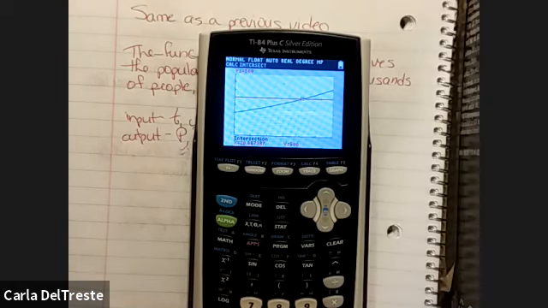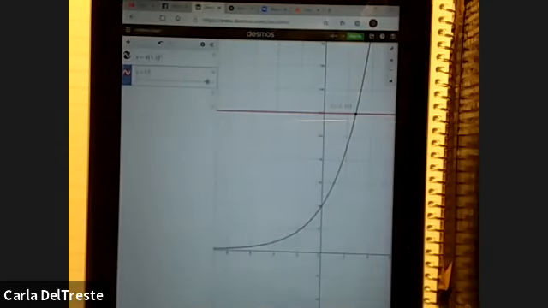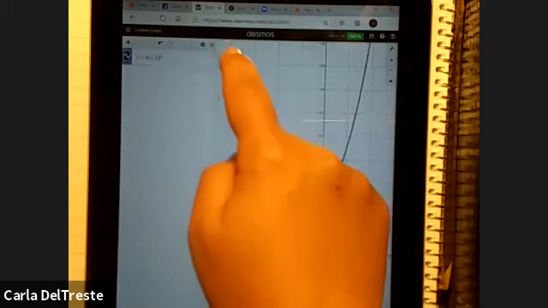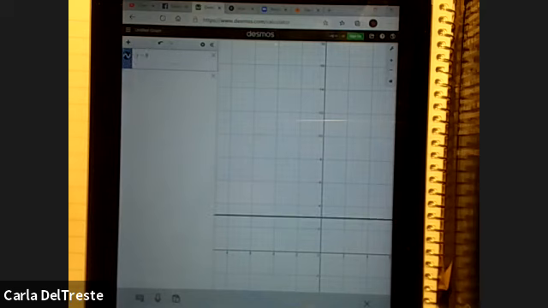So now we're going to do it using Desmos. So let me switch this out. In Desmos, we're going to cross out what we had there previously, and we're going to type in this new function. So we're going to type in y equals 300 parentheses 1.025 close parentheses raised to the x. Okay.